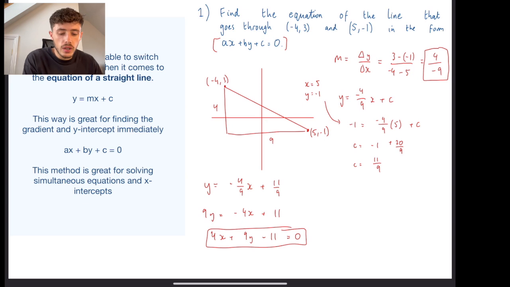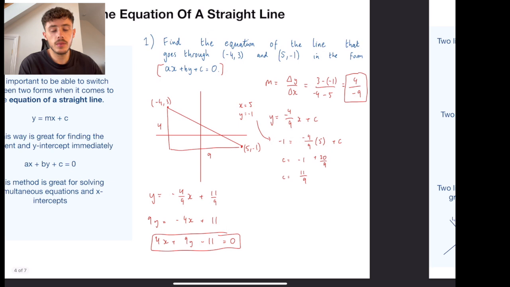As I said before, because in some cases you will be using this to find points of intersection and solving simultaneously, it's a good habit to write these where a, b and c are all whole numbers, integers. But that is the end of 6.3.